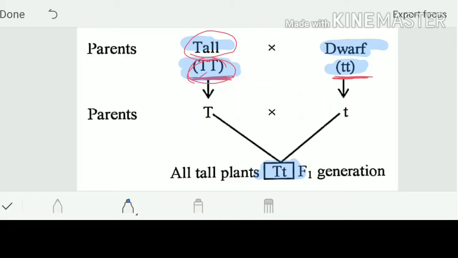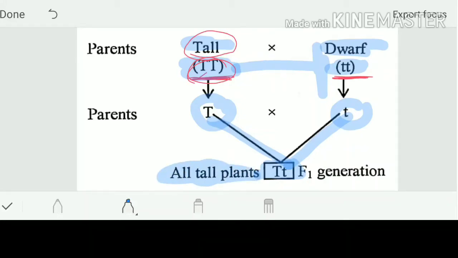But what about the first generation, that is, the gamete formation of this capital T and small t? Both of them cross together and form capital T and small t. Still, remember one thing: if the capital and small letters come together, the capital will suppress the small. Here the same has happened, and the capital T has expressed itself, making all plants tall. This is the first law of inheritance of Mendel, called the law of dominance.